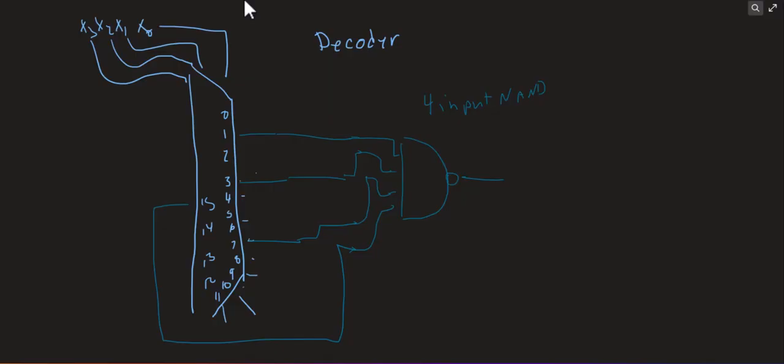So if this was active high, we would just have an OR gate here. We would say if any of these was high, we're good to go, because those are the ones we're trying to detect. But it's active low, and so we want to know if any of them is low. And to get that, you would use a NAND.